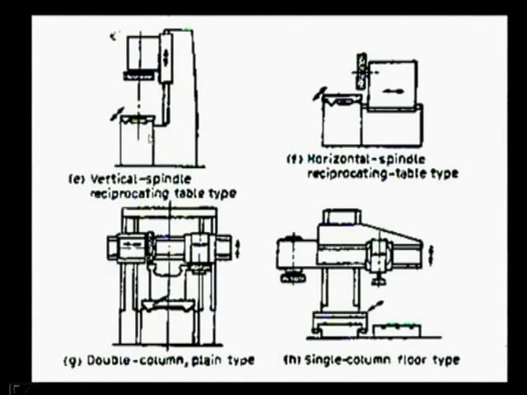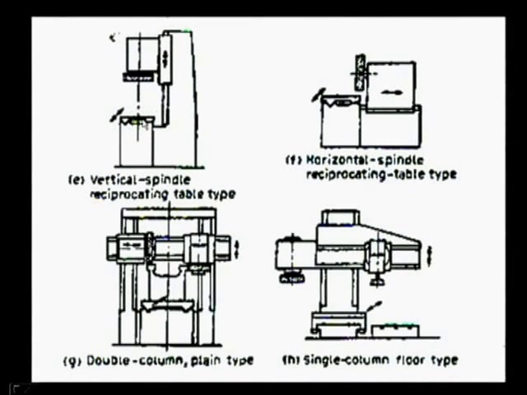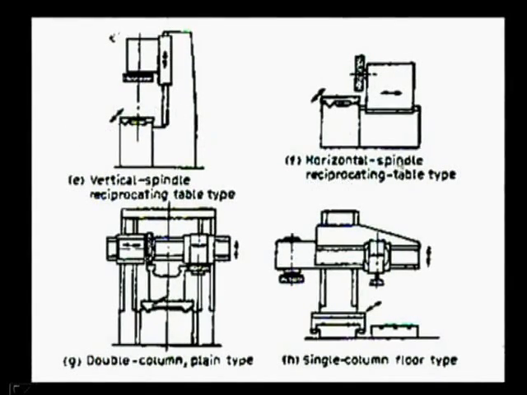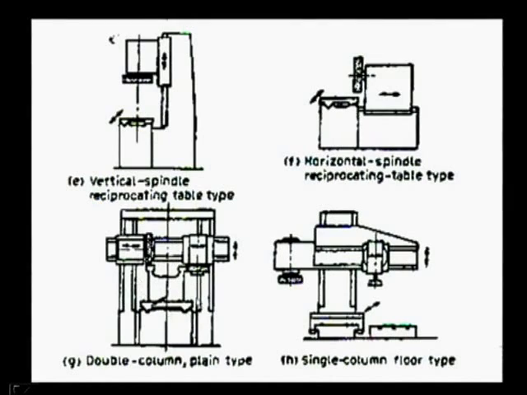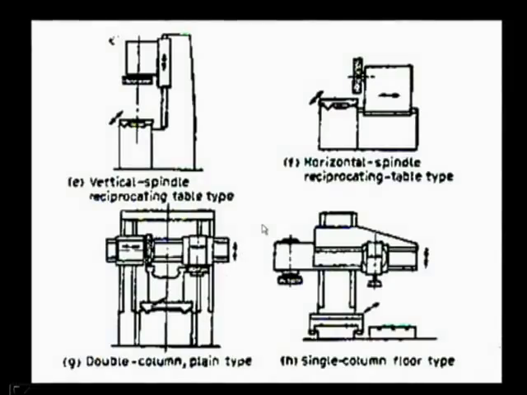Next, these are vertical spindle reciprocating table machines. The spindle is vertical, this is the grinding wheel, and the table reciprocates up and down, and again here this movement is the cross feed. Then horizontal spindle reciprocating table, double column planar, that is a planar type, and here single column floor type. So here a column is there. These are different types of surface grinding machine.